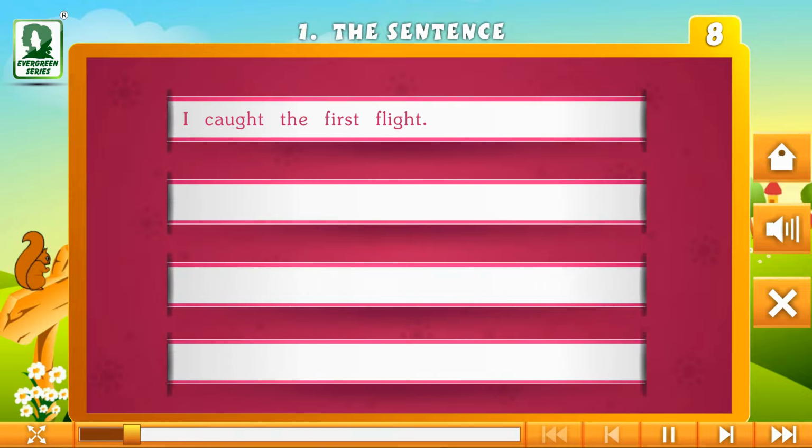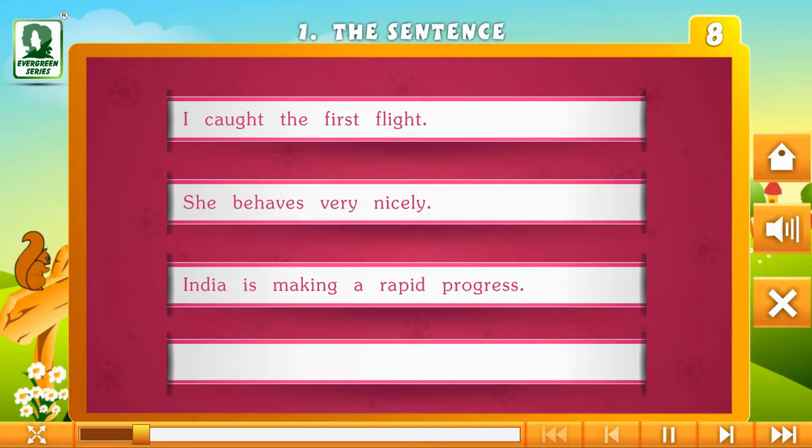I caught the first flight. She behaves very nicely. India is making a rapid progress. Do not waste water. Each group of words makes complete sense. These groups are further named according to their nature.